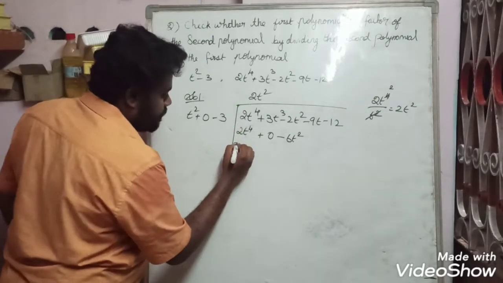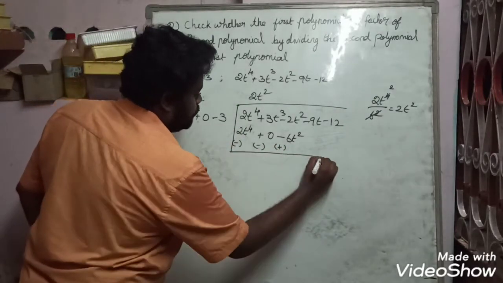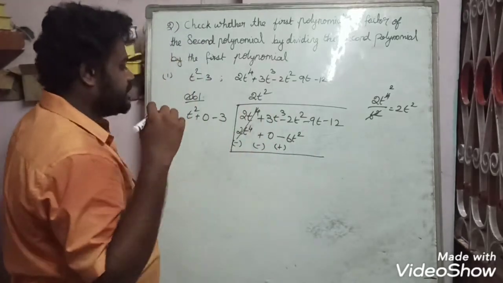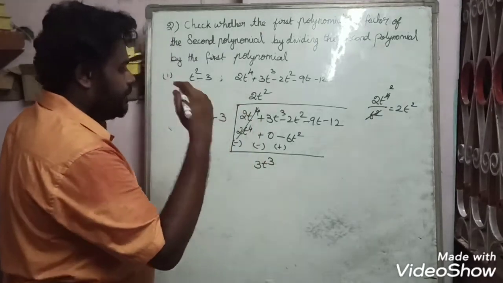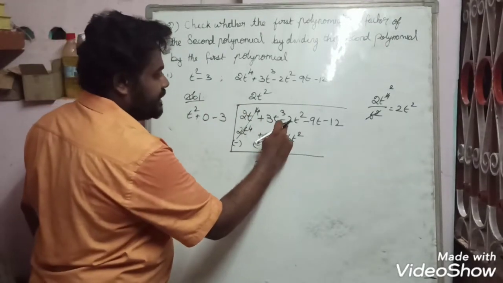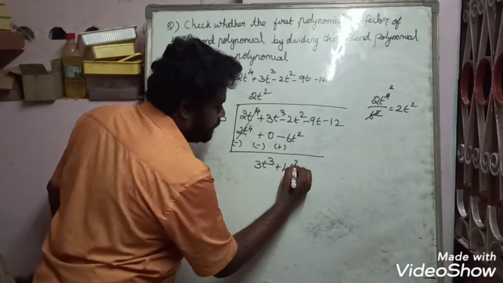Now we change the symbol. Minus, minus, plus. So the first one becomes cancel. Here we get plus 3t power 3 plus 6t minus 2t. So plus 6 minus 2, we get plus 4t square.